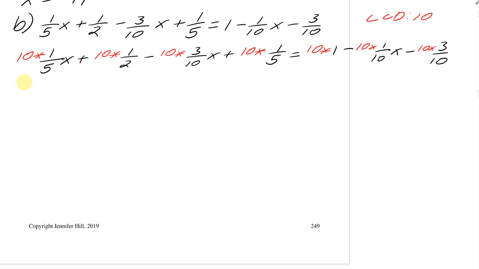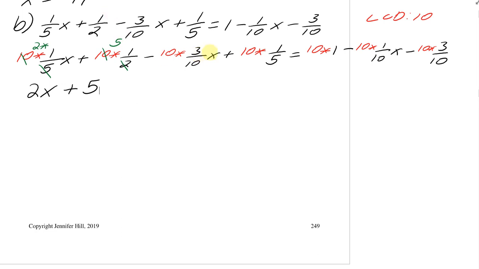Okay, so starting with this first part, 5 goes into 10 twice. So 5 goes into 10 2 times. So this is going to leave me with 2 times 1x. So this first part will be 2x. Continuing on to this part. So 2 goes into 10 5 times. So now I'm left with 5 times 1. So that's going to leave me with plus 5.